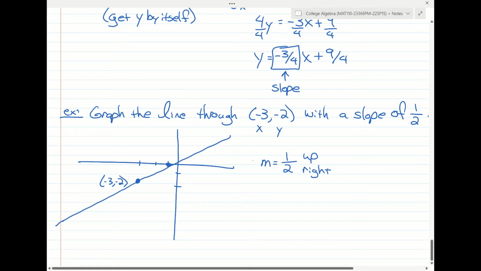Another way to think about 1/2 would be negative 1 over negative 2. We know that when we have a negative on top and bottom of a fraction, that simplifies. This would be if you go down 1 and then to the left 2. Look what happens. You go left 2 and down 1. You wind up getting exactly the same line.